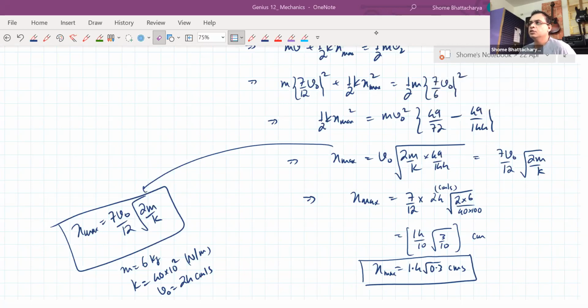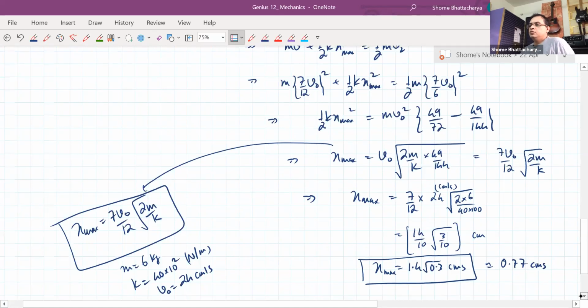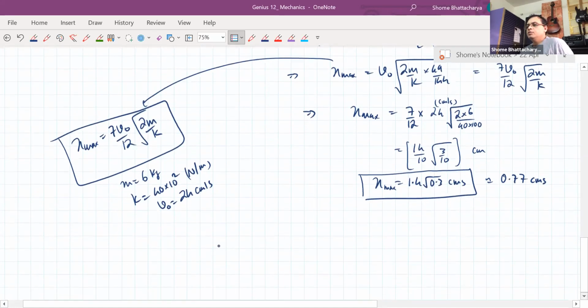Okay, so Samik, it's working out now, the calculation. The square root of 0.3 will be about 0.54, something like that, into 1.4. So we'll get this as approximately 0.77 centimeters. Now as you know, the maximum compression will also correspond to the maximum extension.